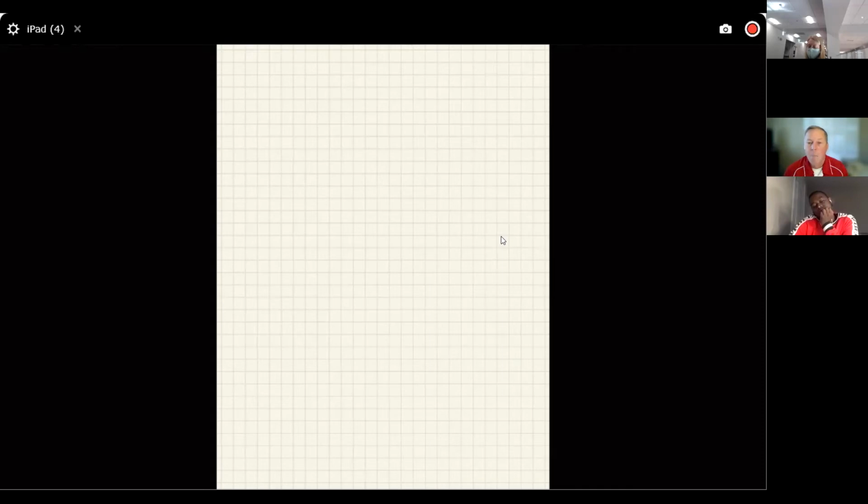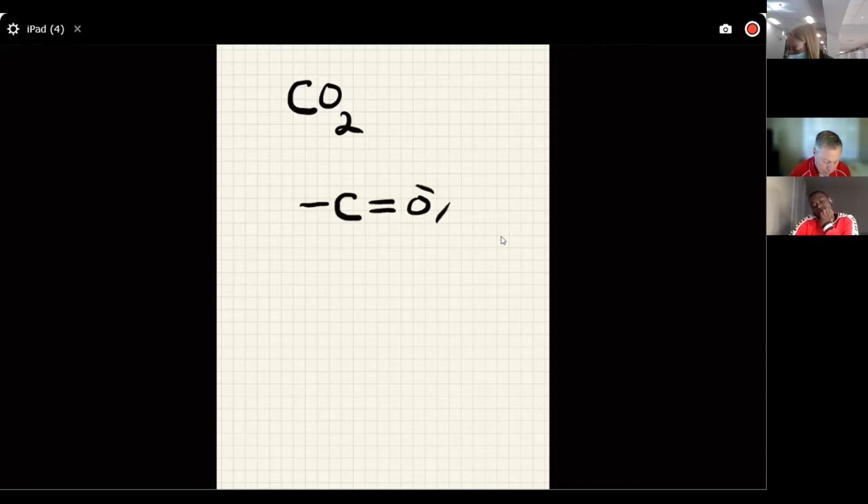Now, I'm going to draw for you carbon dioxide, CO2. Don't worry about how I got this structure. But let me just show you something about bond vectors and molecular vectors. So here's the Lewis structure for carbon dioxide. Carbon dioxide is linear. This angle, the carbon oxygen, is 180 degrees.